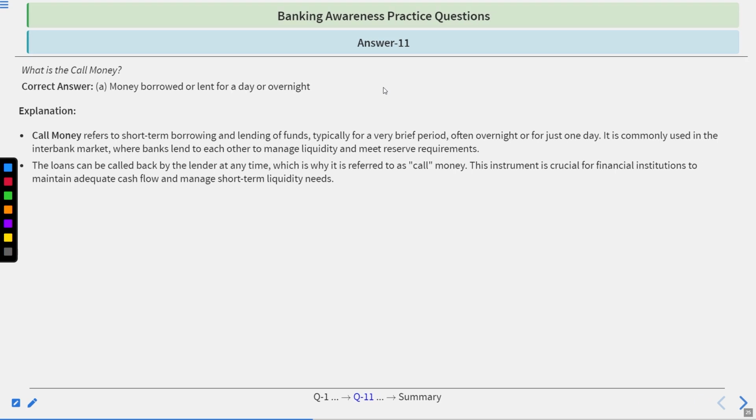Time's up. The correct answer is money borrowed and lent for a day or overnight. Go by the explanation. Call money refers to the short-term borrowing and lending of funds, typically for a very brief period, often overnight or for just one day. Commonly used in the interbank market, where banks lend to each other to manage liquidity and meet reserve requirements. The loans could be called back by the lender at any time, which is why it is referred to as call money. This instrument is crucial for financial institutions to maintain adequate cash flow and manage short-term liquidity needs.